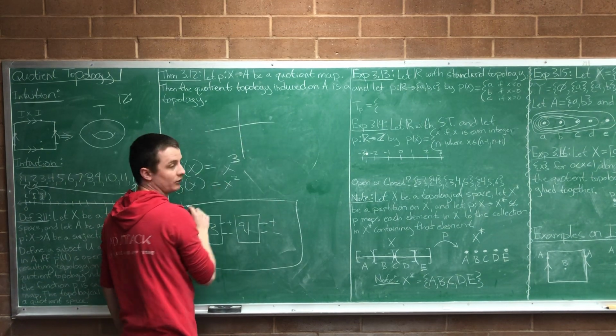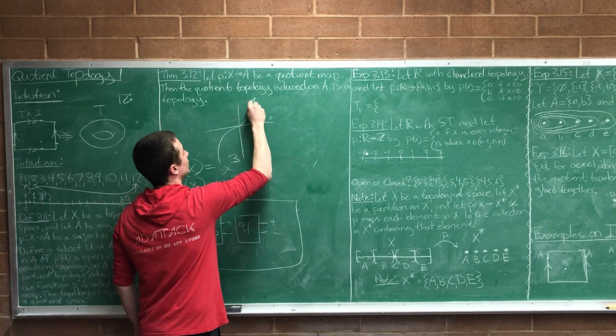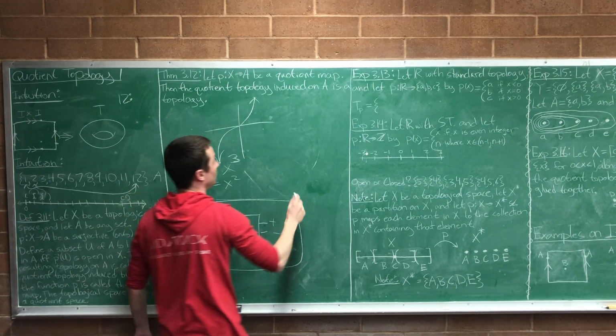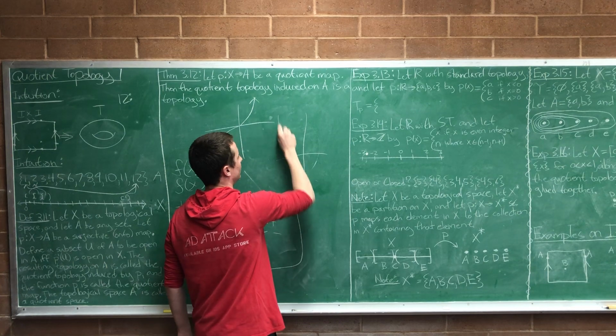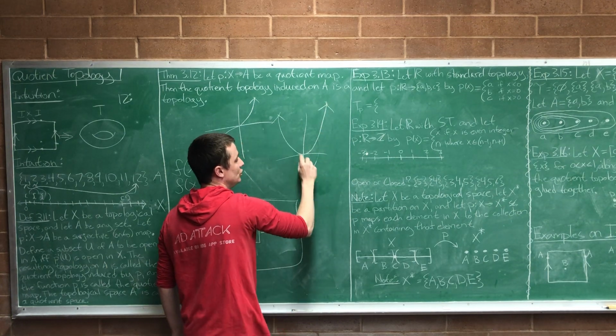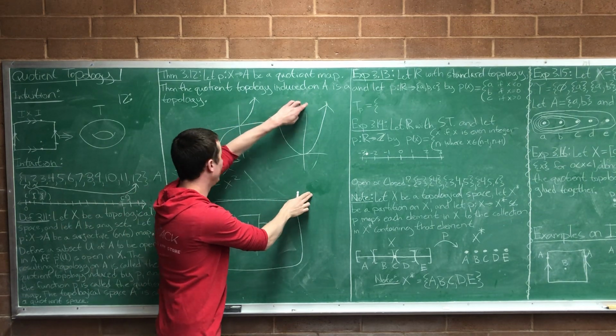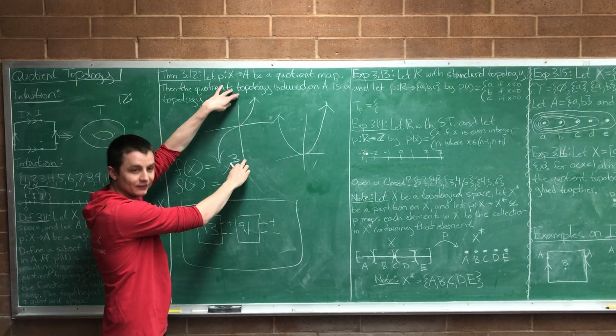What does a cubic look like? Something like this. And it uses up all of y. What does a square function look like? A parabola. It looks like this. It doesn't use the negative values of y. So since it doesn't use all of y, it's not onto. Since this uses all of y, it is onto.